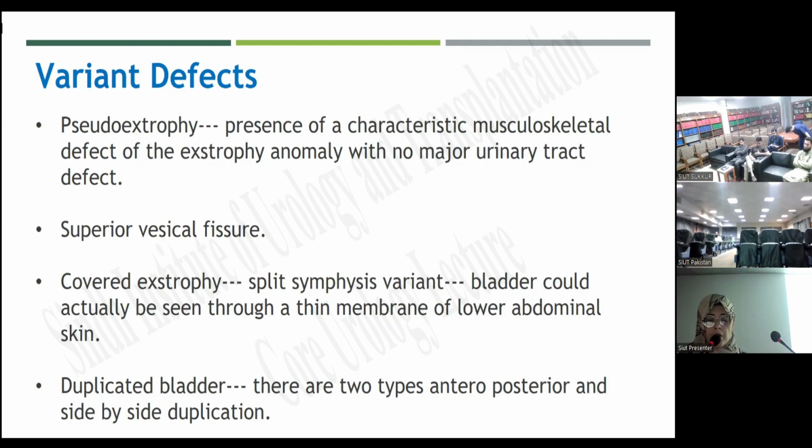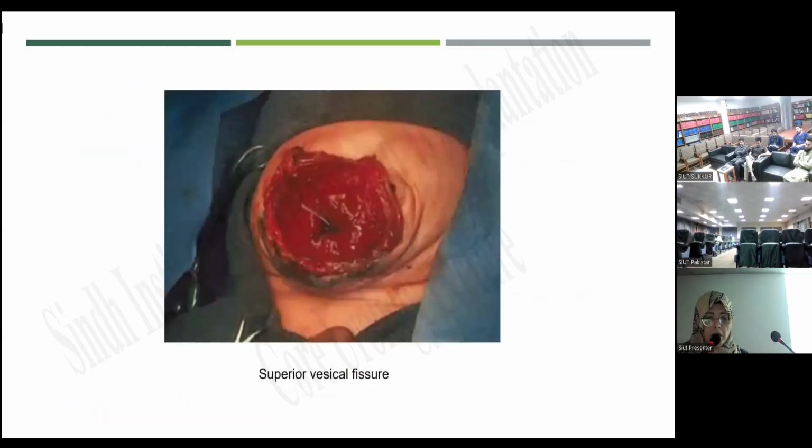In side by side duplication, there is left to right orientation of both the bladders with the complete muscular septum between them. Both of them have separate sphincter mechanisms as well as ureters. This is a picture showing the superior vesical fissure that occurs secondary to the premature rupture of the cloacal membrane.